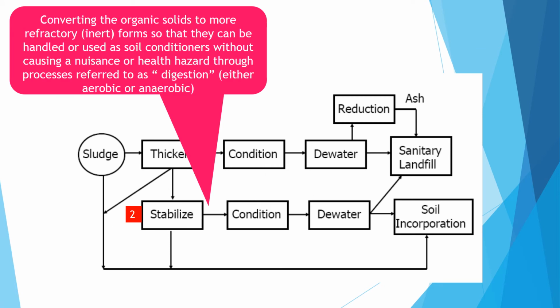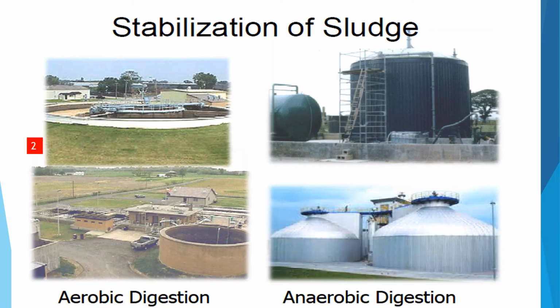Okay, the next one is stabilize, where in this part it can convert the organic solid to a more inert form so that it can be handled or used as soil conditioner without causing nuisance or health hazard, through the process of digestion. It consists of two types, which are aerobic digestion and anaerobic digestion. Aerobic is in the presence of oxygen, and anaerobic is without oxygen.